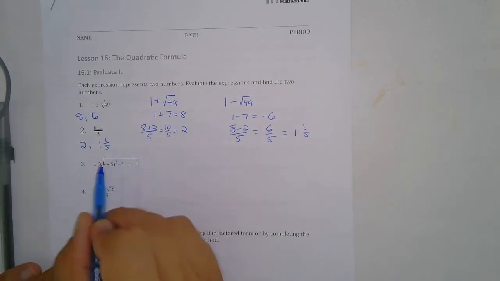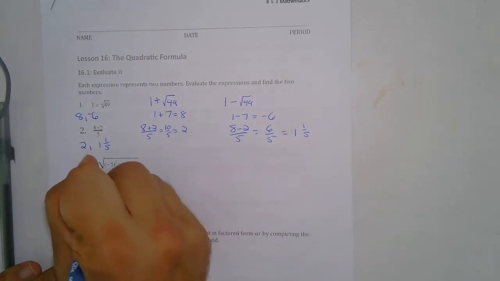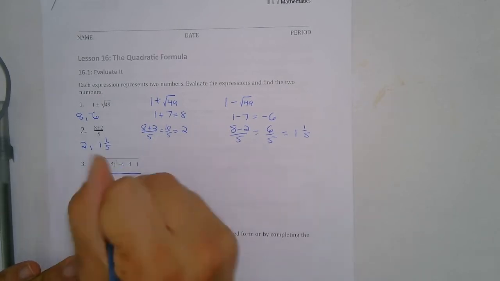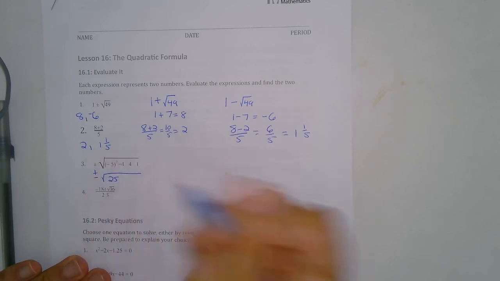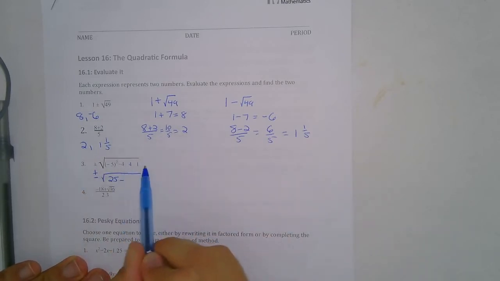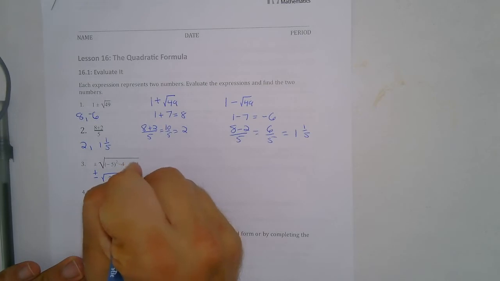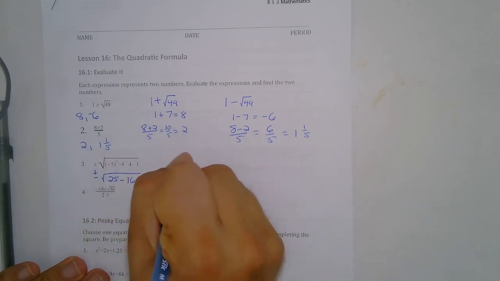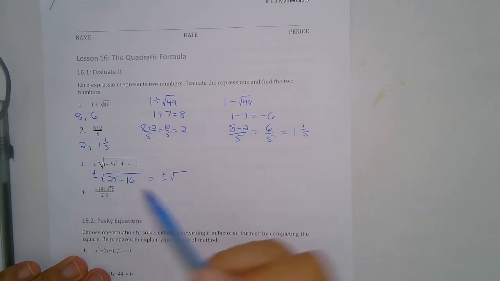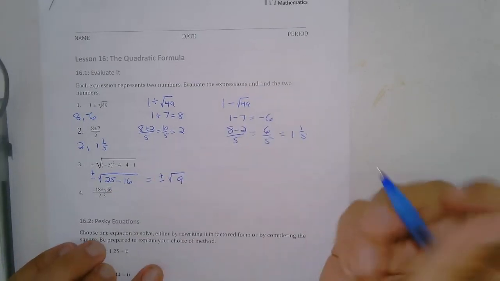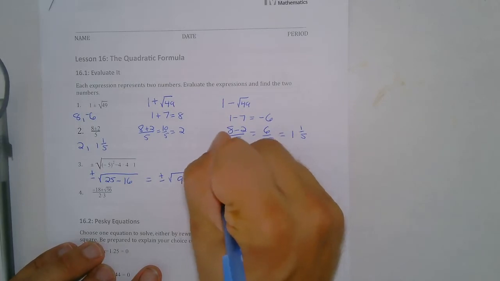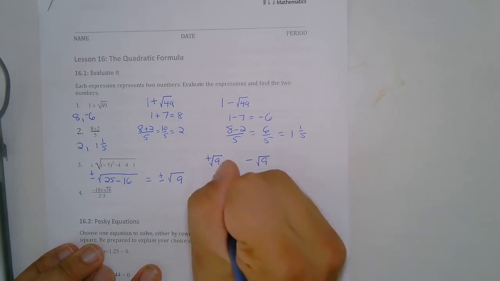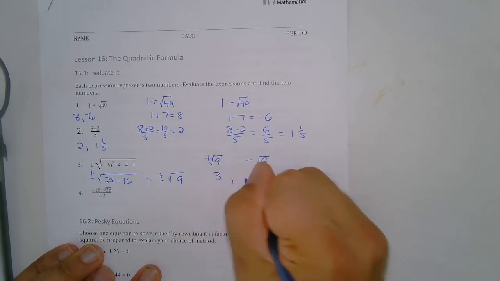Now what I'm going to do here first is simplify under here. So we have plus or minus the square root of negative 5 squared, which is 25, minus 4 times 4 times 1. Well, 4 times 4 is 16. So again, this is plus or minus the square root of 25 minus 16, which is 9. So here we have the positive square root of 9 and the negative square root of 9. So this ends up being 3 and negative 3.